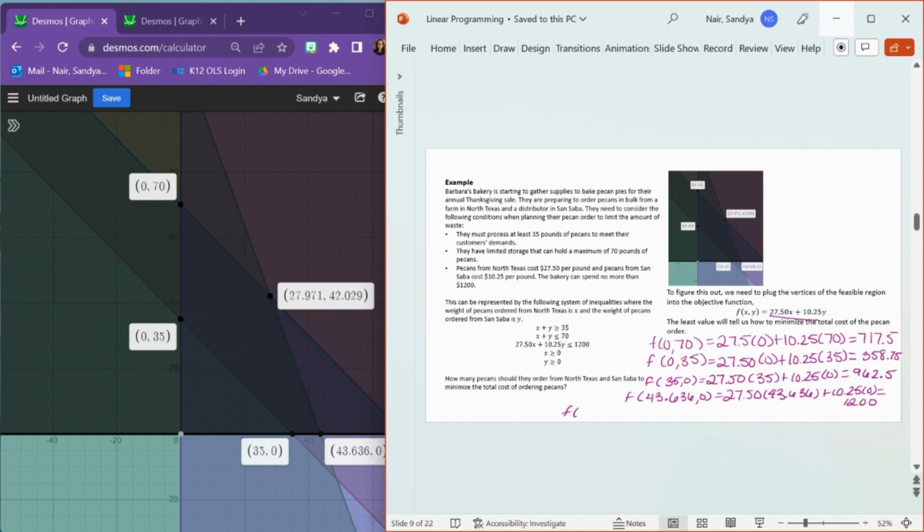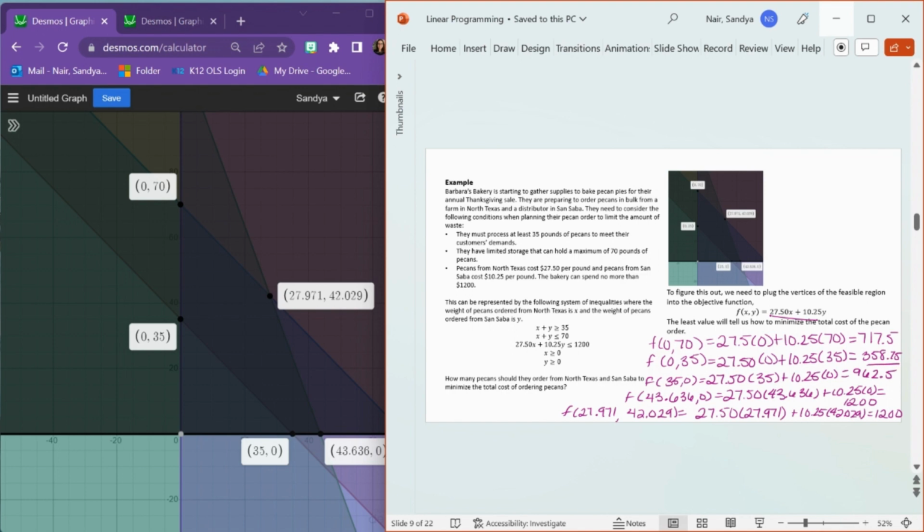And then I have f of 27.971, 42.029. And so that's going to be 2750 times 27.971 plus 1025 times 42.029. And if you do that on your calculator, that's once again going to be about 1200. So if I look at all of these values that I got right here, the smallest value is actually this 358.75.